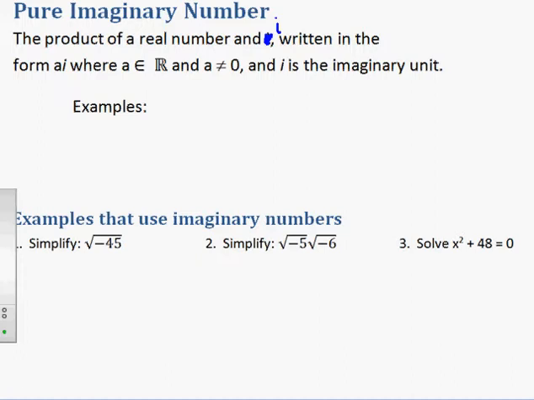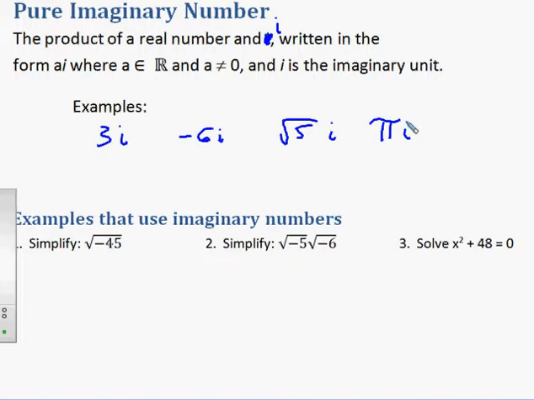So a pure imaginary number, we'll get into other types of numbers that have imaginary numbers in it, but right now a pure imaginary number, some examples of that would be 3i, negative 6i, we could say the square root of 5 i, we can have pi i. So anything, any real number multiplied times i. And those are examples of pure imaginary numbers. And again, we'll get into other imaginary numbers that we wouldn't call pure imaginary numbers. And then we have a few examples here where we're going to be using imaginary numbers.